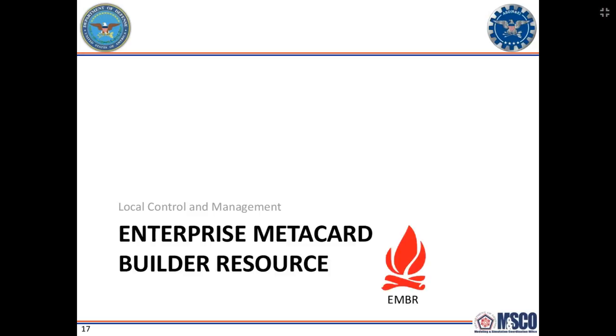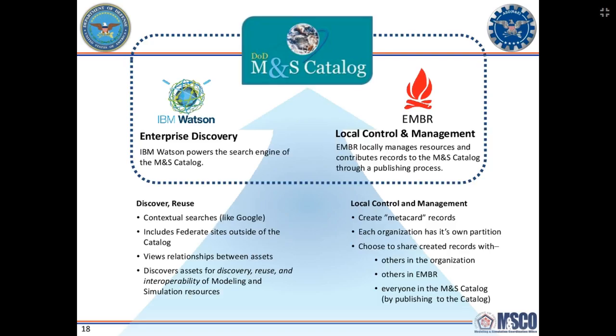As a GOTS tool, EMBR functions much like a catalog while it supports the M&S Catalog. Organizations can enter data into their own EMBR partition to store, track, update, and then publish as desired their metadata to the M&S Catalog. There are over 60 organizations with Metacards in EMBR today, with the potential of being made available in the M&S Catalog too. So we're going to take a look at these EMBR functions.